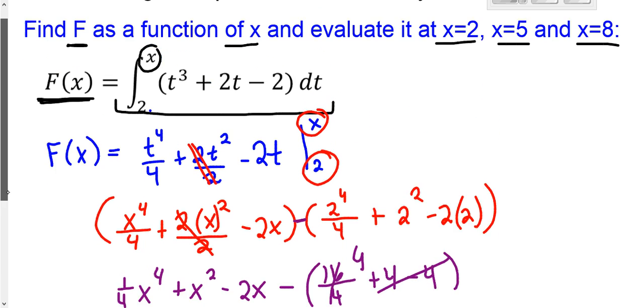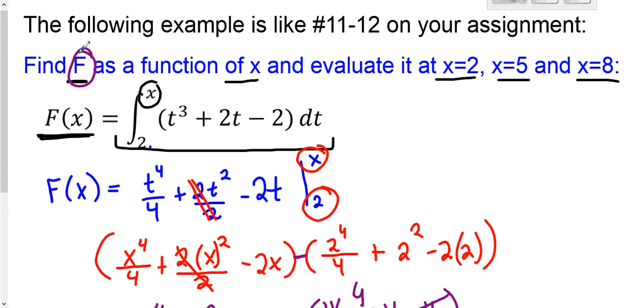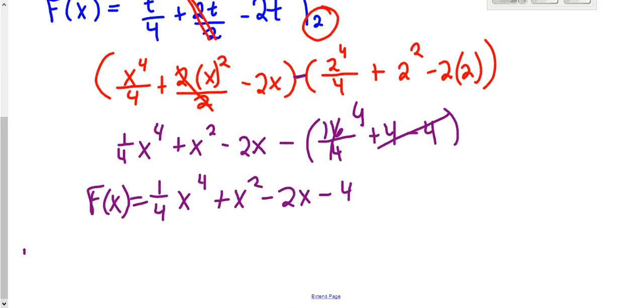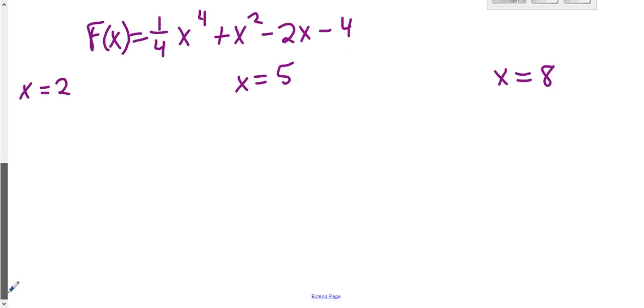So we've done half of the problem. We've found f as a function of x, but we need to evaluate it at 2, 5, and 8, which means we need to plug those numbers in. x equals 2, x equals 5, and x equals 8. So when we do that, make a little bit more page here.